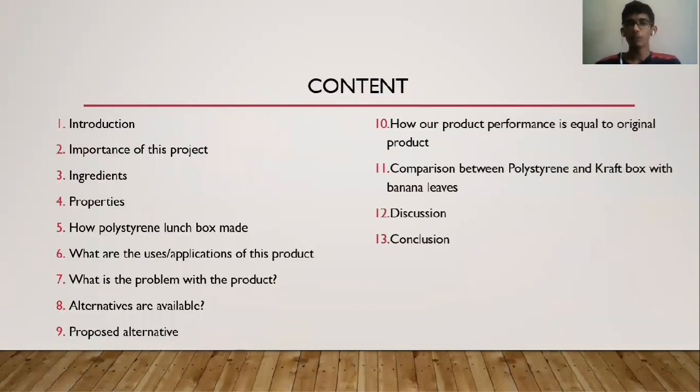So we have a look at the content. Introduction, the importance of the project, ingredients and properties, how the polystyrene lunchbox is made, what the uses and applications of the product are, what the problem with the product is, the alternatives which are available and proposed alternatives, then how our product's performance is equal to the optimal product, comparison between polystyrene and the craft of equal values, the discussion, and conclusion. So now we move on to the next slide.